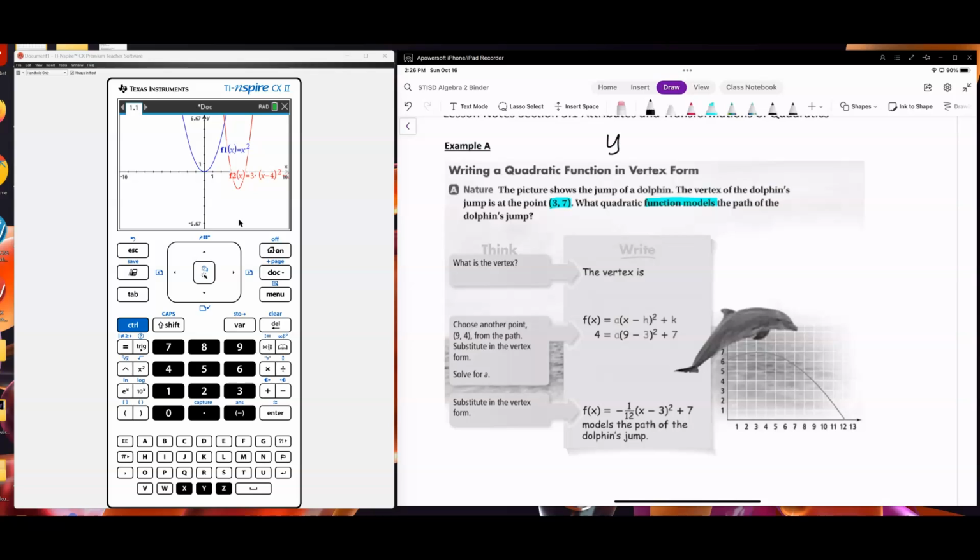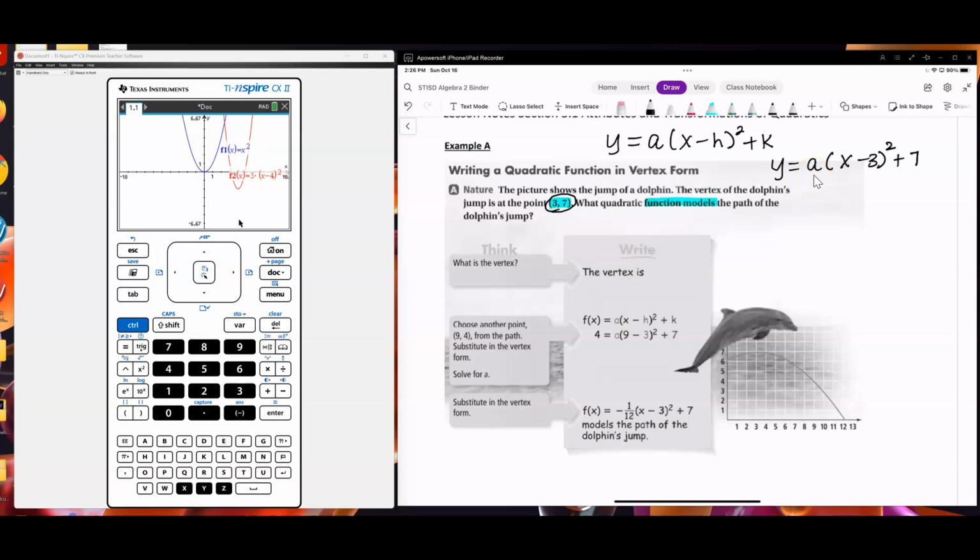To write an equation in vertex form, you need a, and you also need (x minus h) plus k. The point (3, 7) tells you that this quadratic function has a vertex to the right of the y-axis, so it's going to shift to the right. I know it's going to follow this pattern: y equals a(x minus 3) squared plus 7. Now you notice we almost have the equation. The only thing missing is a.